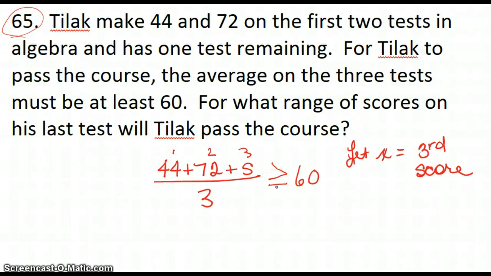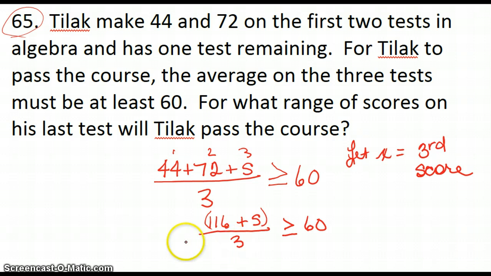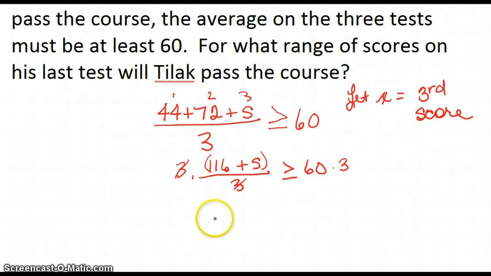So now we're going to solve this by combining our like terms first. So 44 plus 72 gives me 116 plus X divided by 3. And remember, this top is together. You can't take it apart. So we're going to multiply by 3 first to get rid of the denominator. And I get that 116 plus X is greater than or equal to 180. Subtract 116 from both sides.